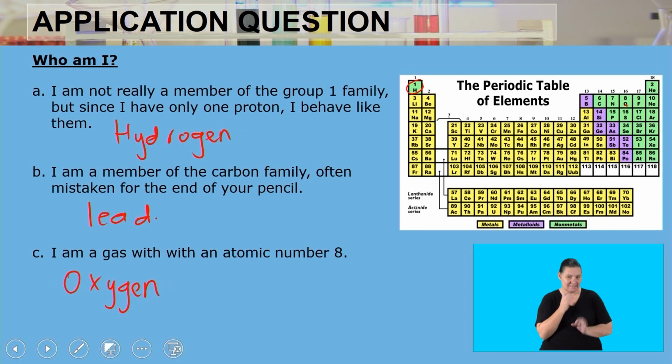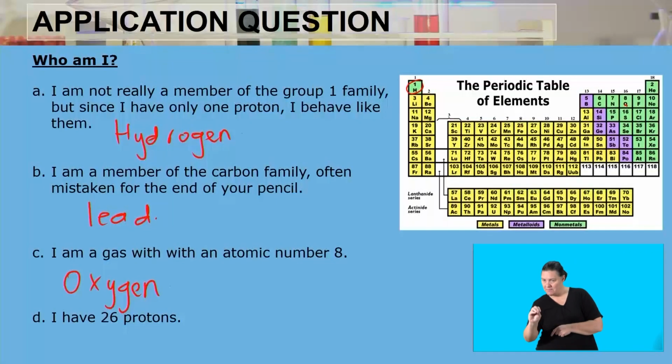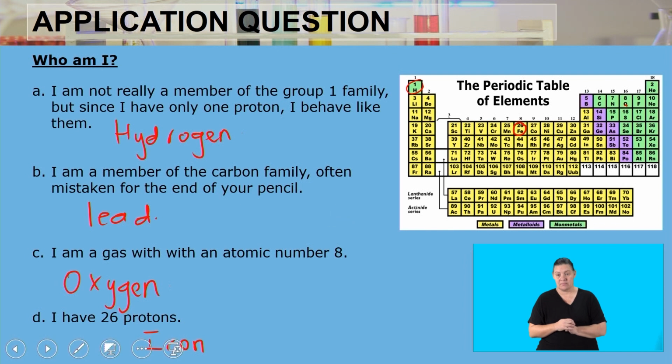Right, easy enough. Let's move on. I have 26 protons. So remember, atomic number is equal to the number of protons. So we're looking at atomic number 26. When you go to the periodic table, we find that it is there, and that is going to be iron, Fe. And then moving right along to the next question.